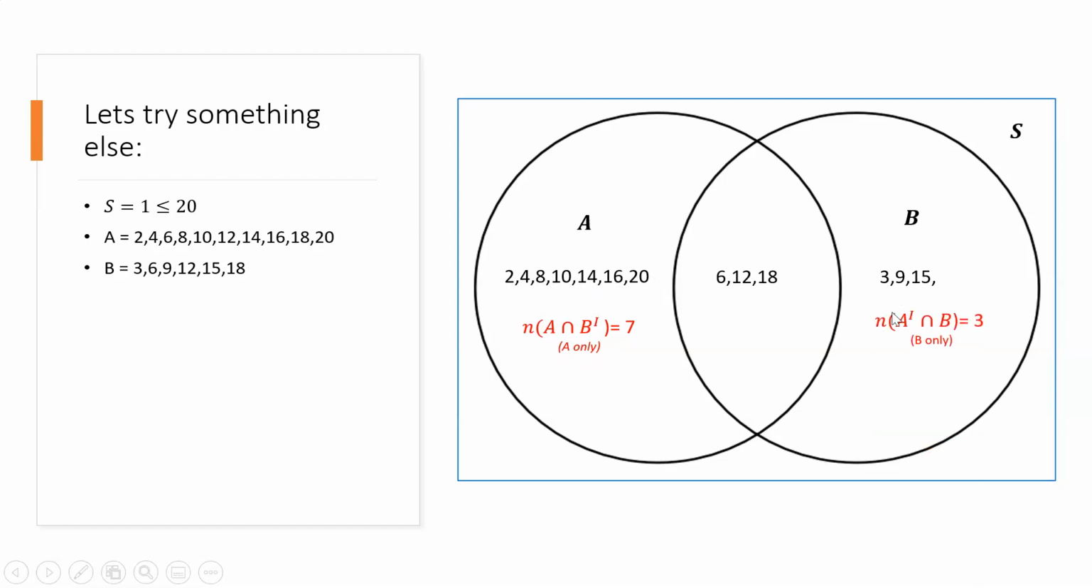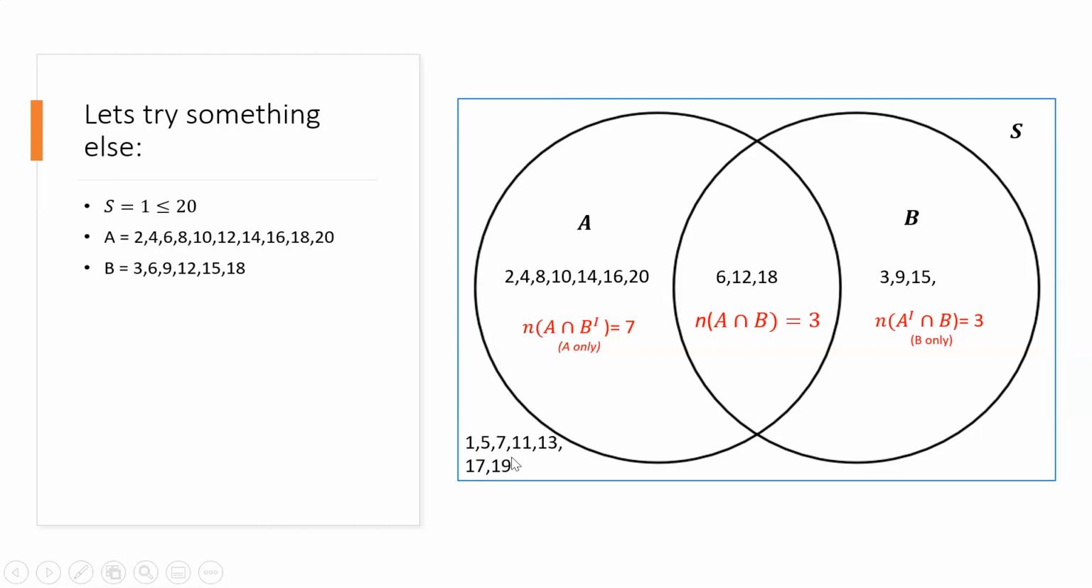And here we've got the complement of A that is in B. So it's saying B only. So this is saying what's in A and is not in the complement of B, and what is not in the complement of A but is in B. All right, so we've got 3 values. And here we've got what is in the intersection of A and B. We've got 3 values. So n being the number, remember.